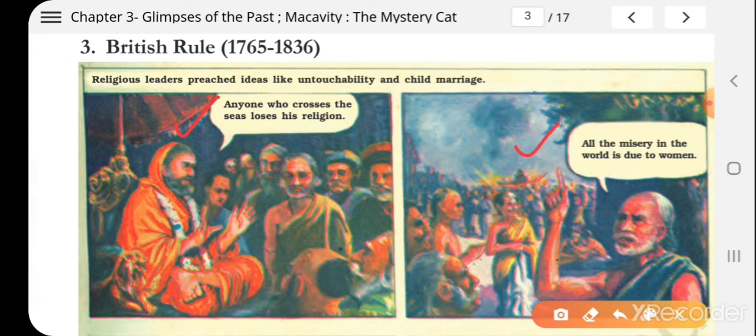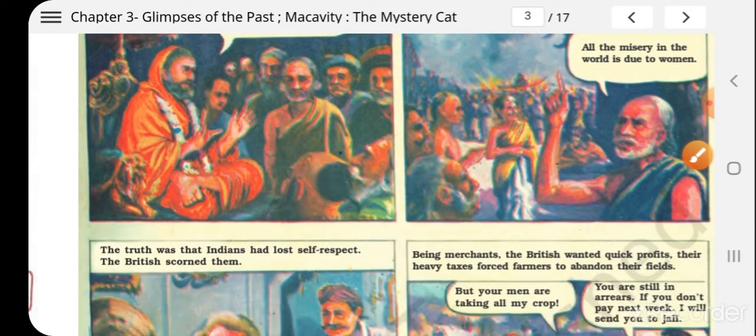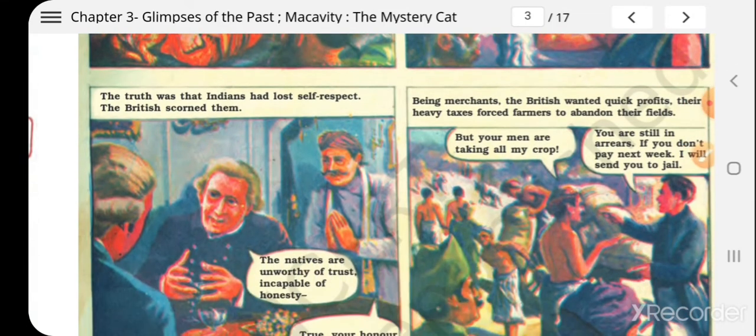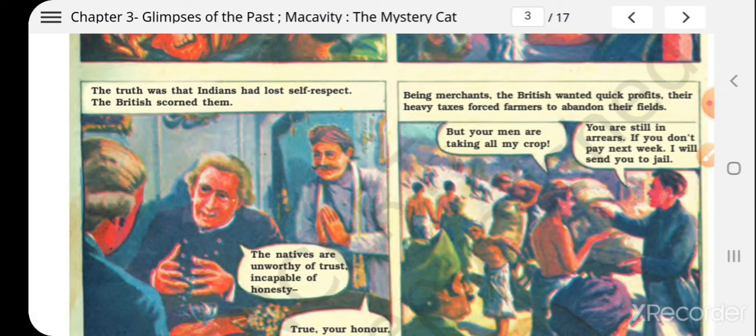Another one is saying that all the misery in the world is due to women. How foolish they are. Seriously, all the misery in the world is due to women. ये कह रहा है कि जो भी misery है world में, it is all because of women. So एक ऐसा भी time था, you can see students, here in the scene. Actually the truth was that Indians had lost self-respect. There was no self-respect. The British scorned them. वो उनको इग्नोर कर रहे थे, उनका कोई रेस्पेक्ट नहीं था इंडियंस के लिए.